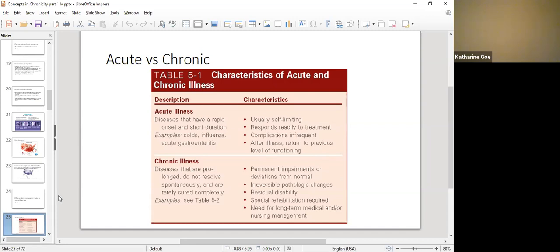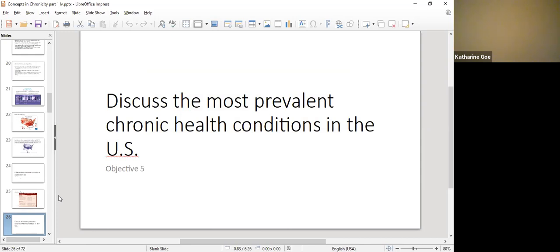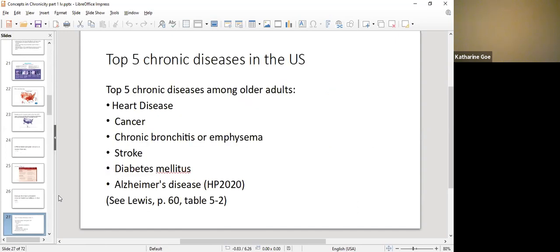So as you can see, historically, acute illness was the main problem that people faced in terms of their health. But once antibiotics were invented, that became a less common problem. Infections were the leading cause of death for centuries until antibiotics were invented. So let's look at chronic health disease conditions in the U.S. And again, here is the list that we talked about.